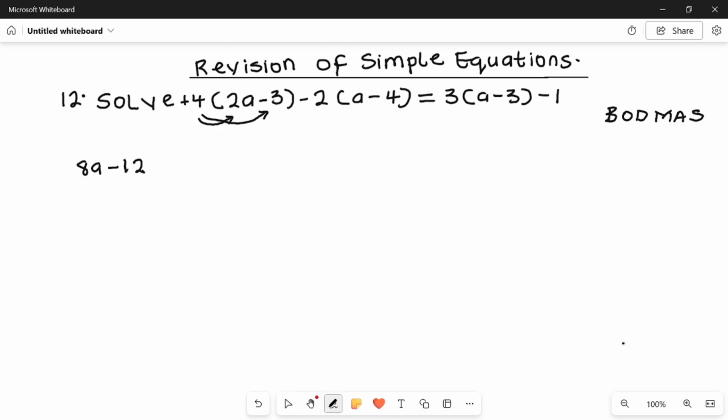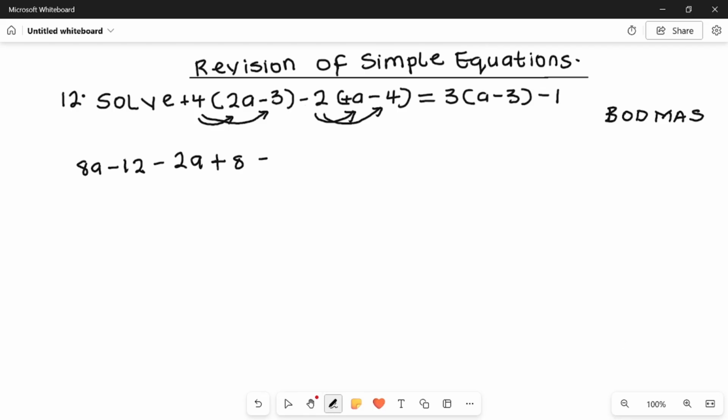Next up, this sign is together with 2. Minus 2 times a. There's an invisible plus here. Minus 2 times a. Minus times plus will give us minus. 2 times a will give us 2a. And minus 2 times minus 4, minus times minus will give us plus. And 2 times 4 will give us 8, right?